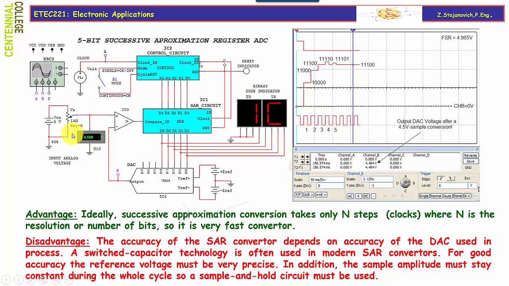A disadvantage would be that the accuracy of the SAR converter depends on the accuracy of the DAC used in the process. Switched capacitor technology is often used in modern SAR converters. For good accuracy, the reference voltage must be very precise. In addition, the sample amplitude must stay constant during the whole cycle, so a sample and hold circuit must be used.